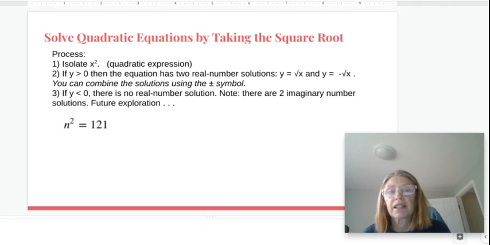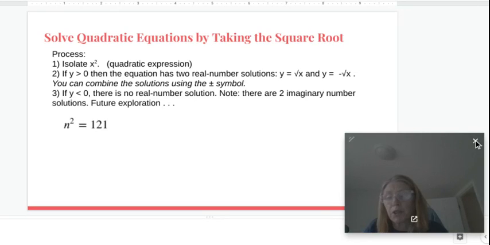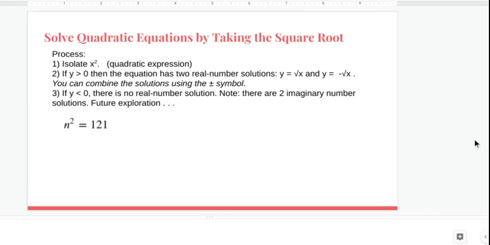Our first technique is solving equations by taking the square root. The process is to isolate the squared term, and you will have three different cases. If it's equal to 0, then that's your solution, 0. If it is greater than 0, you're going to have two real number solutions. And if it is less than 0, then you have no real number solutions, and you'll be looking at two imaginary number solutions. You will learn about that later on, probably in Algebra 2.